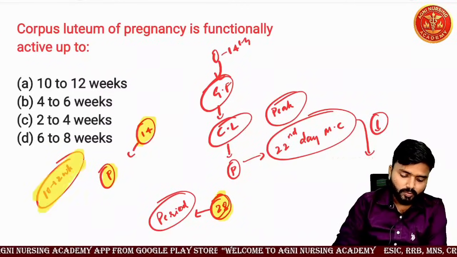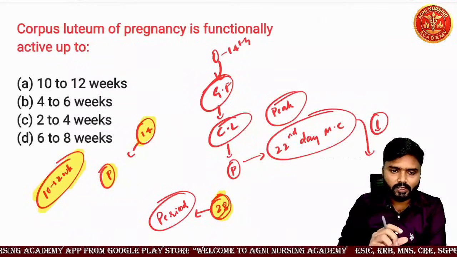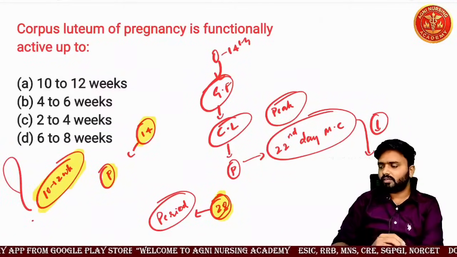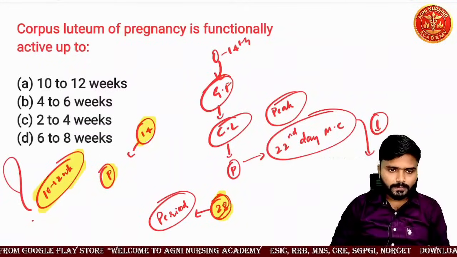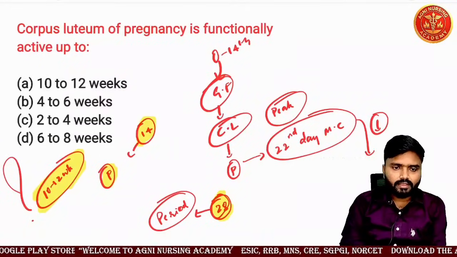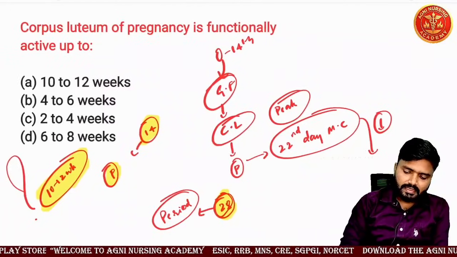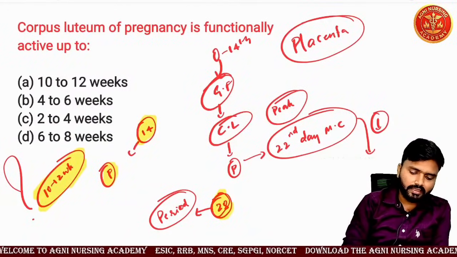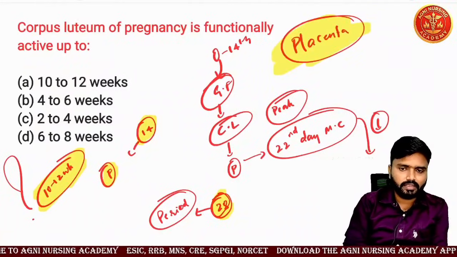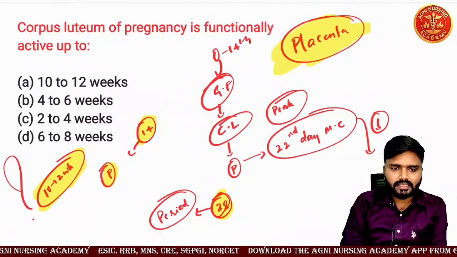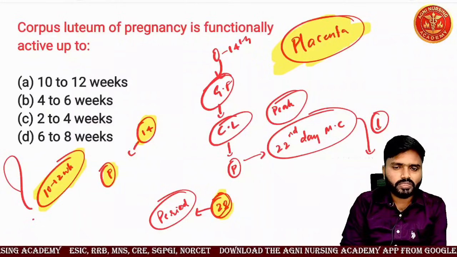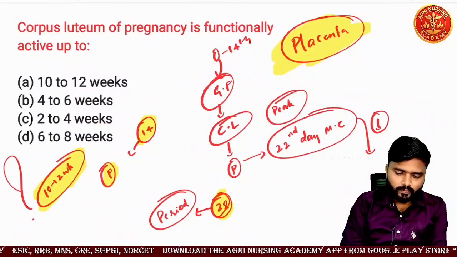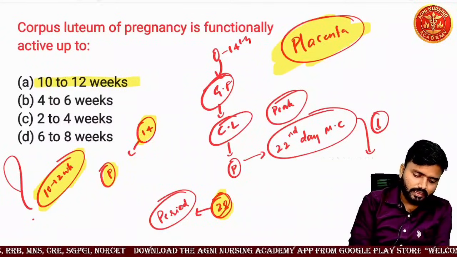So at that time this corpus luteum will be active up to the 10 to 12 week of the pregnancy. Why, sir? Please comment in our comment box. Here, why means the placenta will be fully formed at the 10 to 12 week of pregnancy, up to the placenta's complete formation. So this corpus luteum will be active up to the 10 to 12 week of the pregnancy. Here option A is the correct answer for this question.